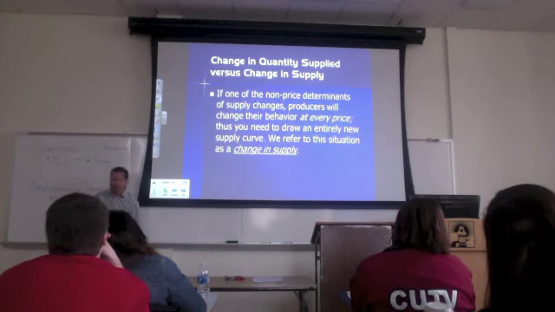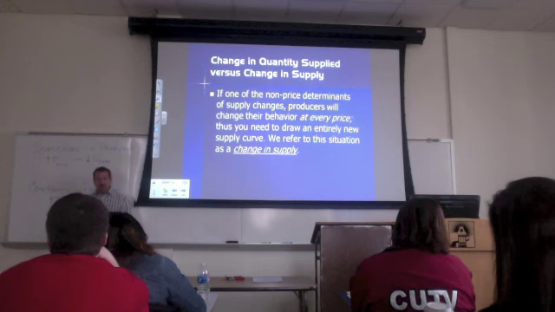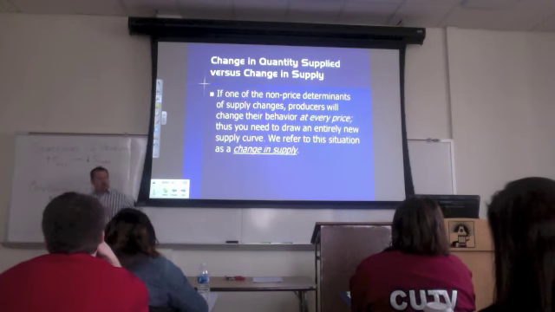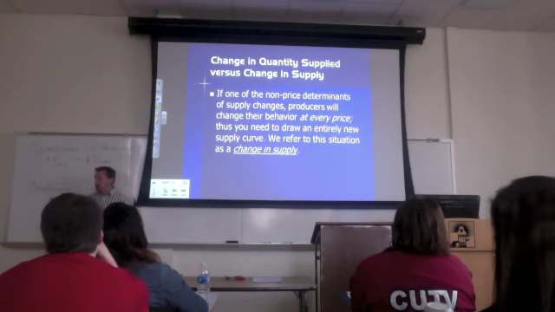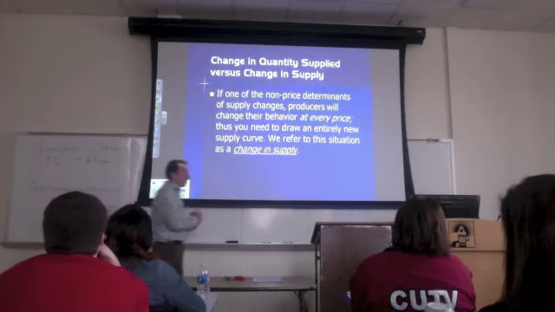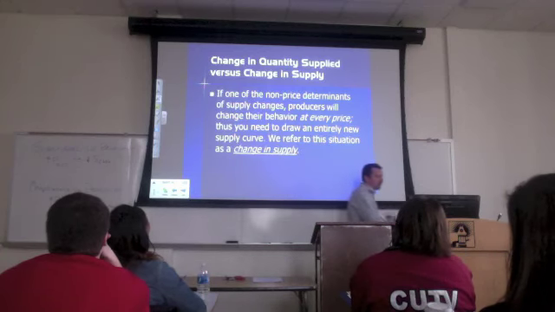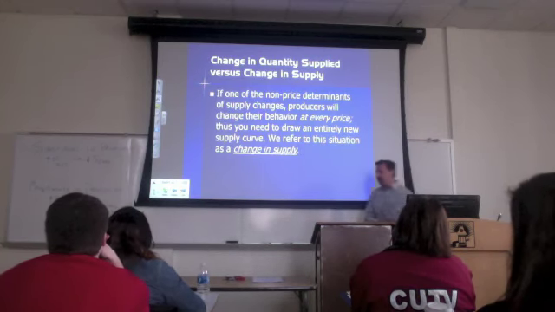at every price. If technology changes so I can produce the product more cheaply, it doesn't matter whether the price is high or low. Comparatively, I now want to sell more because technology has improved. So at every price, the relationship between price and quantity supplied has changed. So I need an entirely new supply curve. The ceteris paribus assumption doesn't hold.